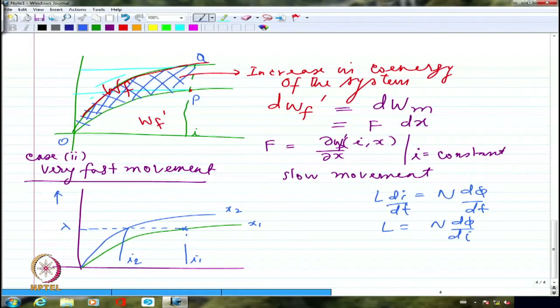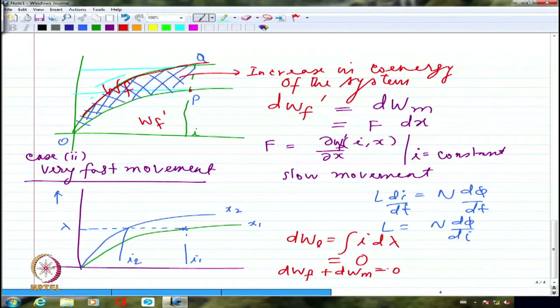So we have here this as lambda. We already said that dWe equals integral of I d lambda. There is no change in lambda. So the electrical energy input is literally 0. Are you getting my point? We are really not getting any electrical energy input. So I have now two quantities only. One is dWf, the other one is dWm.